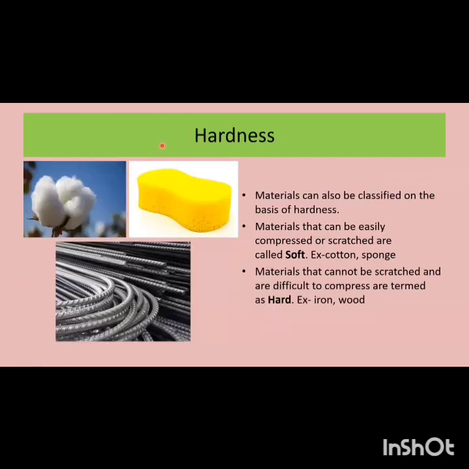Come to the next property, that is hardness. This is the picture of cotton and this is the picture of sponge and this is an iron rod. So materials can also be classified on the basis of hardness. Materials that can be easily compressed or scratched are called soft. Examples are cotton, sponge. Materials that cannot be scratched and are difficult to compress are termed as hard. Examples are iron, wood.